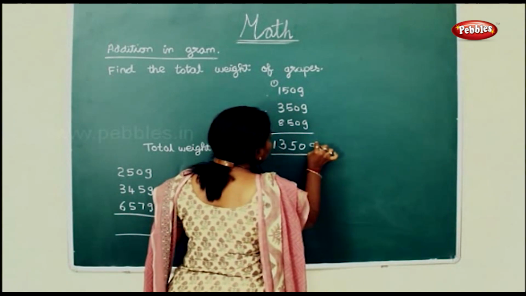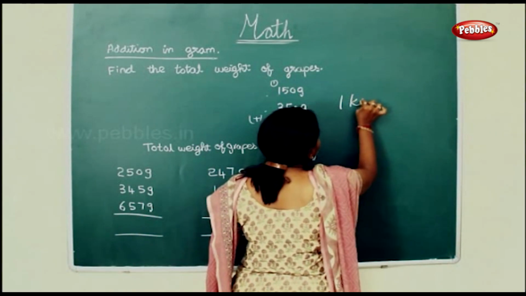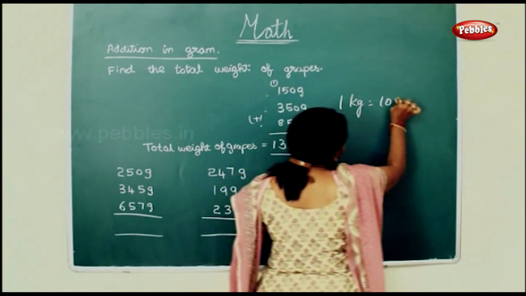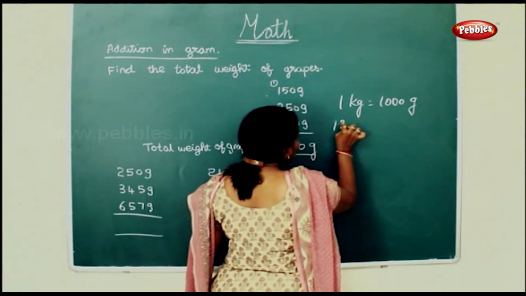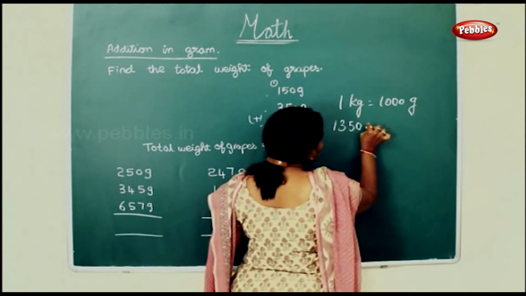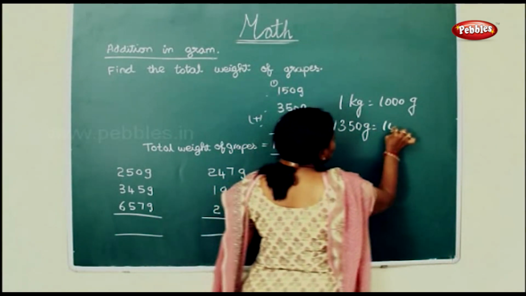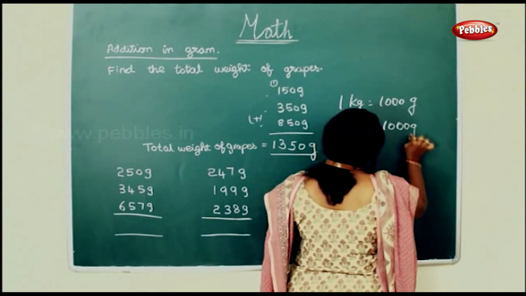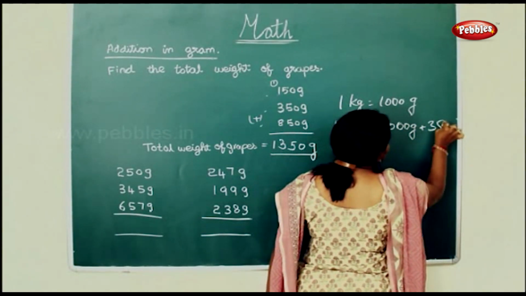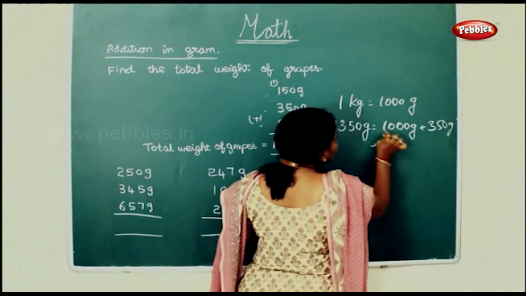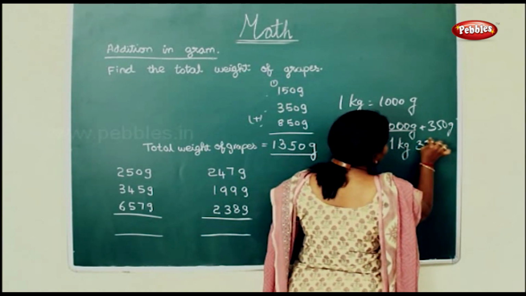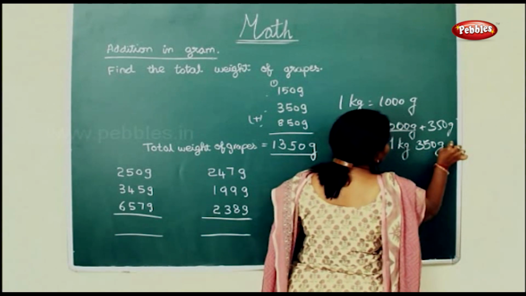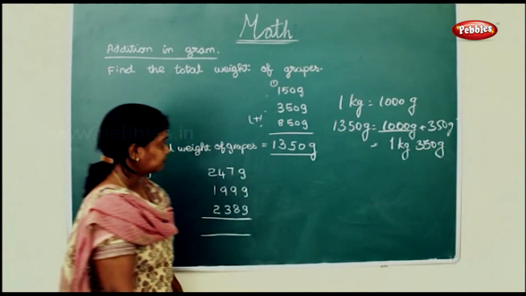Now grams. So 1 kilogram is equal to 1000 grams. So how many grams are here? 1350 grams, which is equal to 1000 grams plus 350 grams. 1000 grams is nothing but 1 kilogram. So 1 kilogram and 350 grams will be the total weight of the grapes.